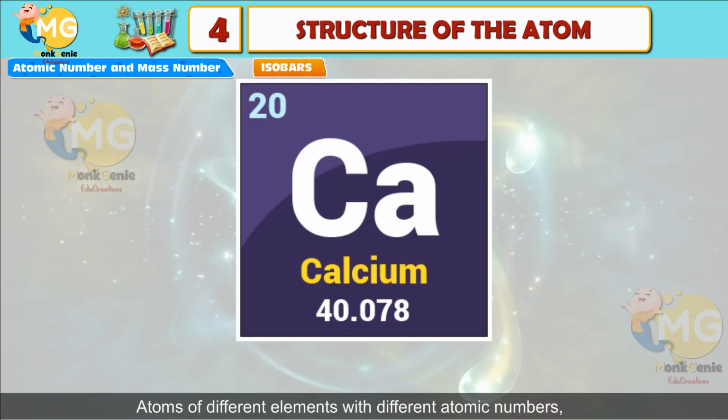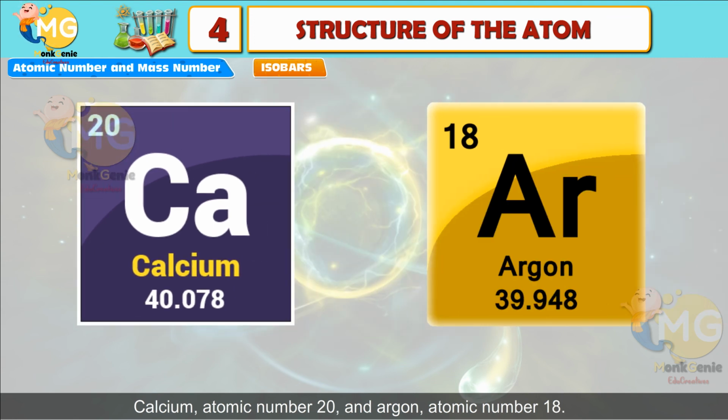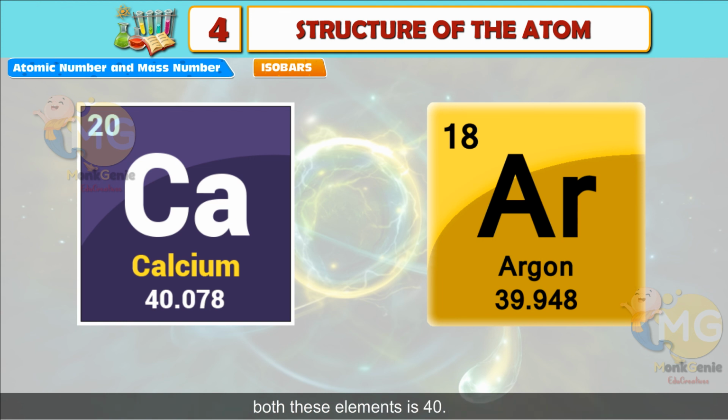Isobars. Atoms of different elements with different atomic numbers which have the same mass number are known as isobars. For example, calcium, atomic number 20, and argon, atomic number 18. The number of electrons in these atoms is different, but the mass number of both these elements is 40.